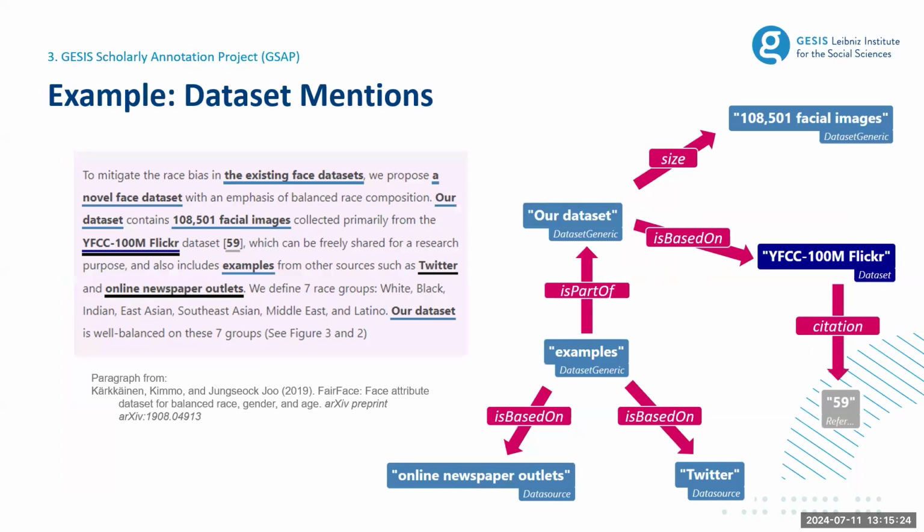And as you see, we are not only interested in concrete mentions like the Flickr dataset mentioned before, but also in generic mentions like our dataset. With the help of those generic types, we are able to capture most of the entity mentions, even if they are not named. And on the right side, you see one sample of the annotations of the follow-up of this project, which identifies the relation between the mentions.